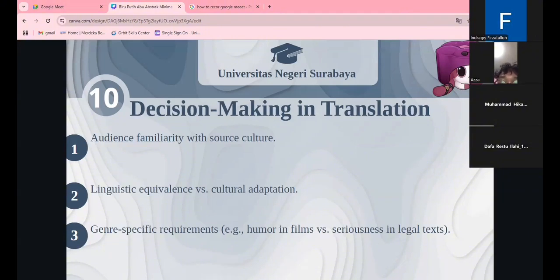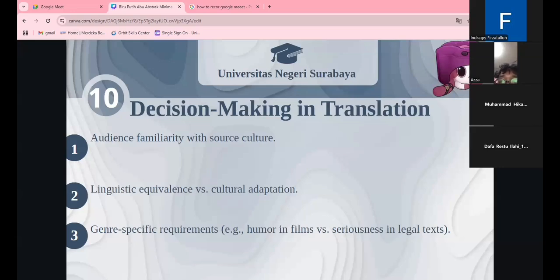For example, translating a Japanese proverb might require a brief explanation of its cultural significance for an English speaking audience. And the second one is linguistic equivalence versus cultural adaptation. Sometimes a direct word for word translation of a dialect or sociolect might sound strange or not make sense in English, but in this case, the translator might choose to focus on finding an equivalent expression in English that has a similar effect.